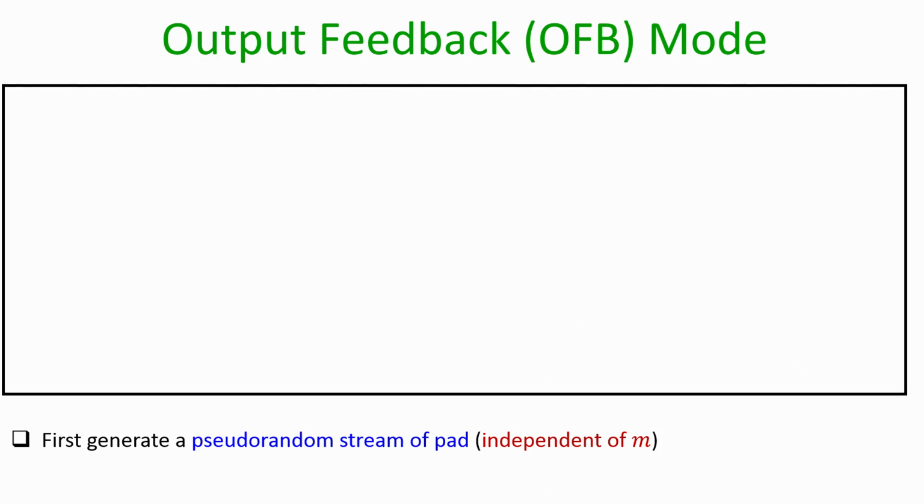The idea here is basically that sender and receiver generate a pseudo random stream of pad which is actually independent of the plain text which the sender wants to encrypt. And once the pseudo random stream of pad is generated and the message is available, the pseudo random stream of pad is used for XORing or masking the message. So, let us see how the pseudo random stream of pad is generated.